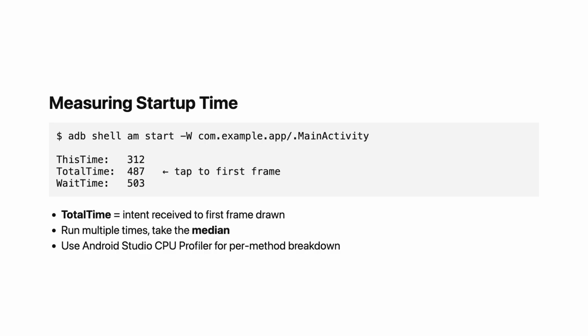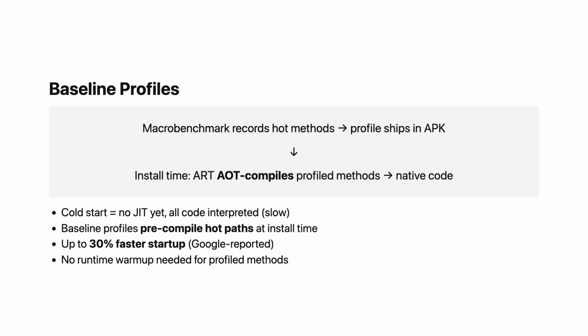Now here is something that was a game changer when it arrived. Baseline profiles. Remember from earlier in this course how ART uses JIT compilation. It interprets bytecode at first, then compiles hot methods to native code over time. Well, during a cold start, none of your code has been JIT compiled yet. The runtime is interpreting bytecode, which is significantly slower than running compiled native code. Baseline profiles solve this. A baseline profile is a list of classes and methods that should be pre-compiled to native code at install time using AOT compilation.